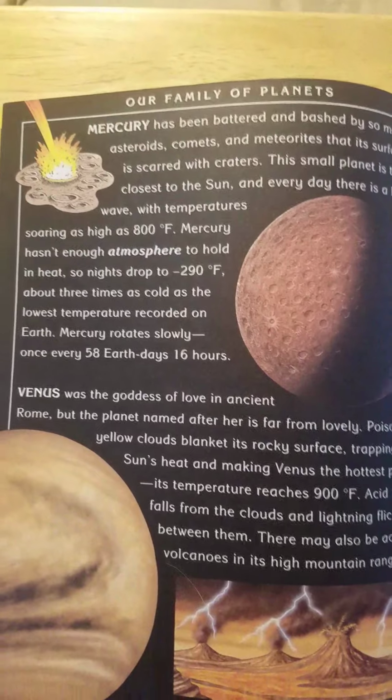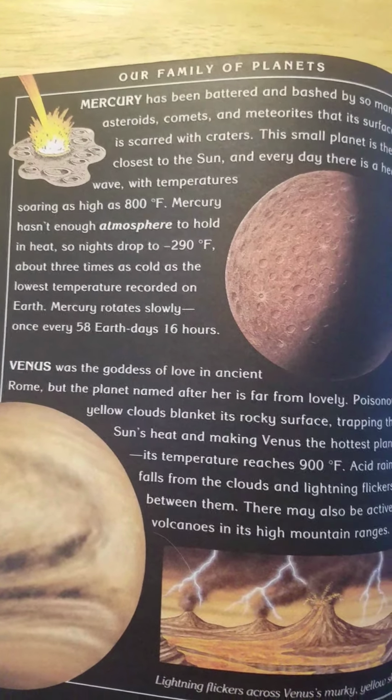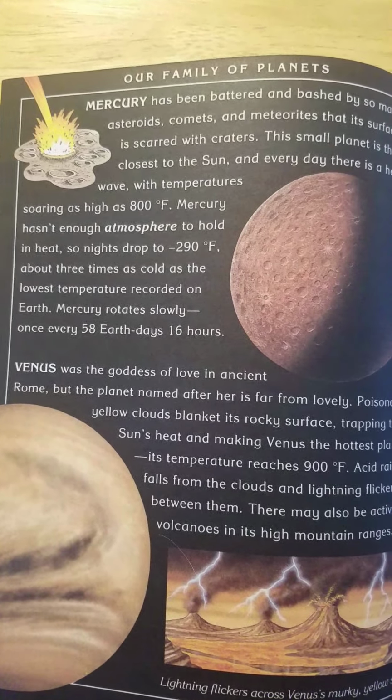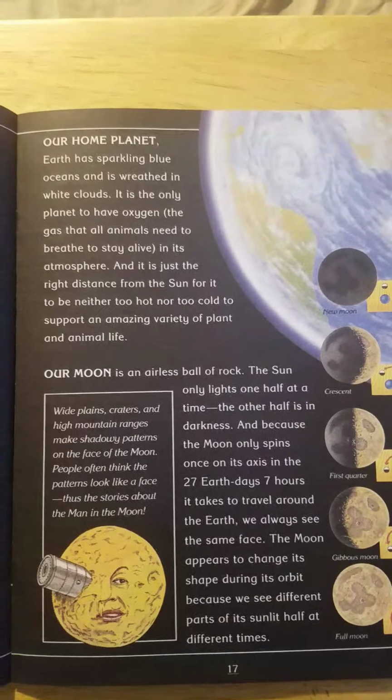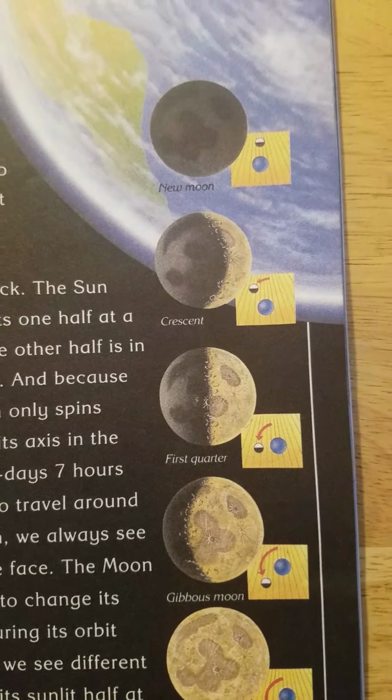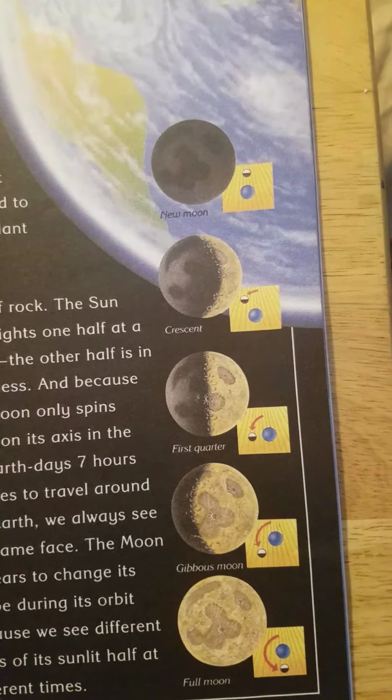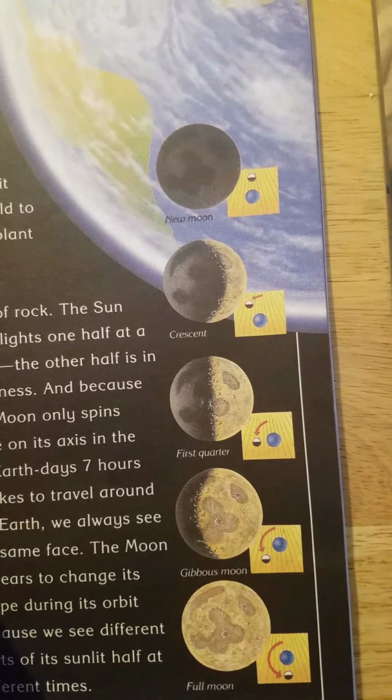On page 16, you'll read about Mercury and Venus. Ray Bradbury should go on this page. On page 17, we're going to read about Earth and our moon, and you'll see that there's the phases of our moon. We just had a super pink moon last Tuesday.